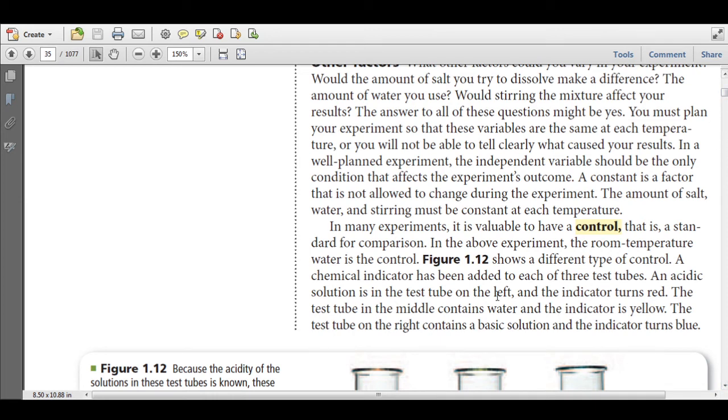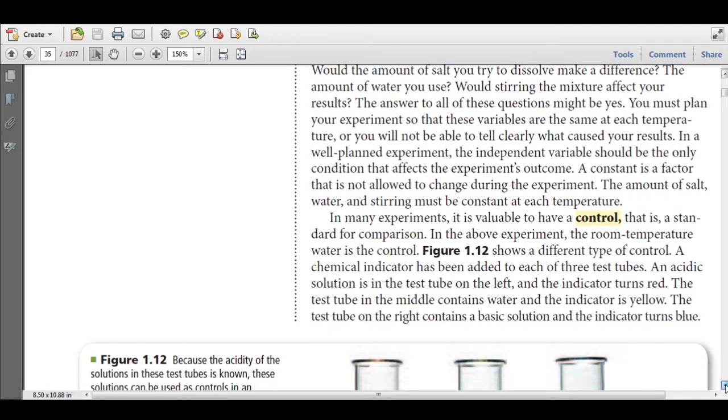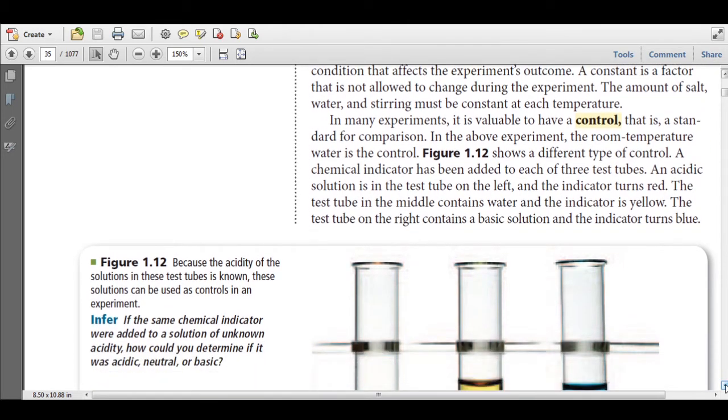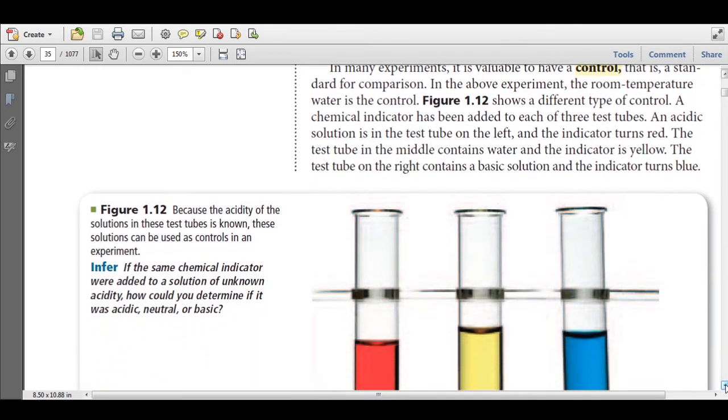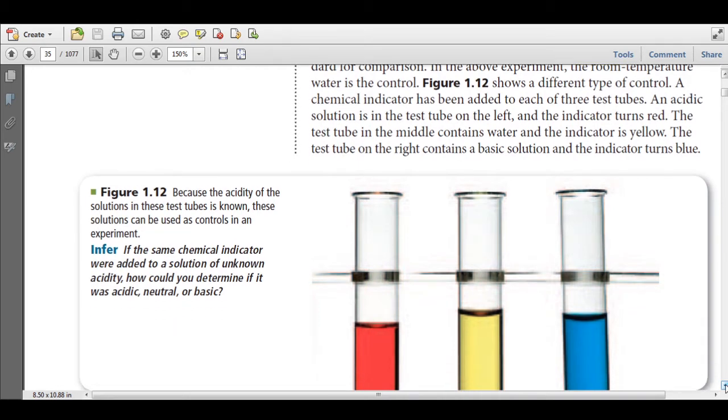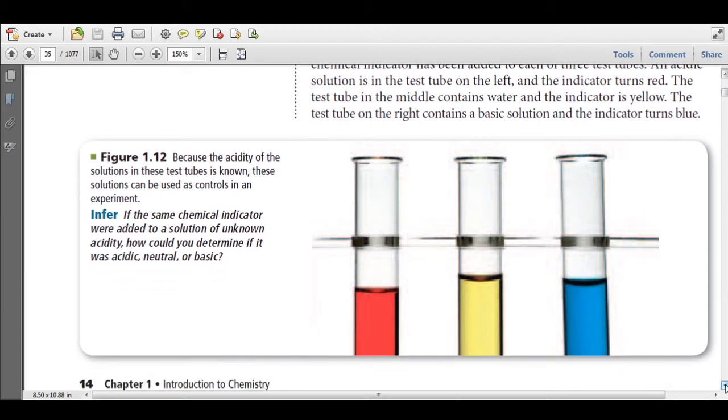In the experiment below, a chemical indicator has been added to each of the 3 test tubes. An acidic solution is in the test tube on the left, and the indicator turns red. The test tube in the middle contains water, and the indicator is yellow. The test tube on the right contains a basic solution, and the indicator turns blue. Because the acidity of the solutions in the test tubes is known, these solutions can be used as controls in an experiment.